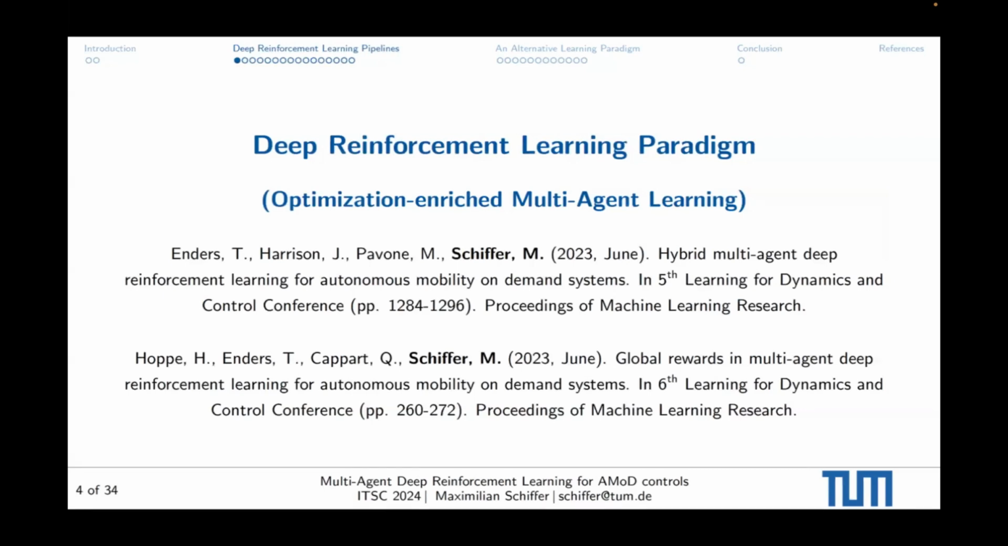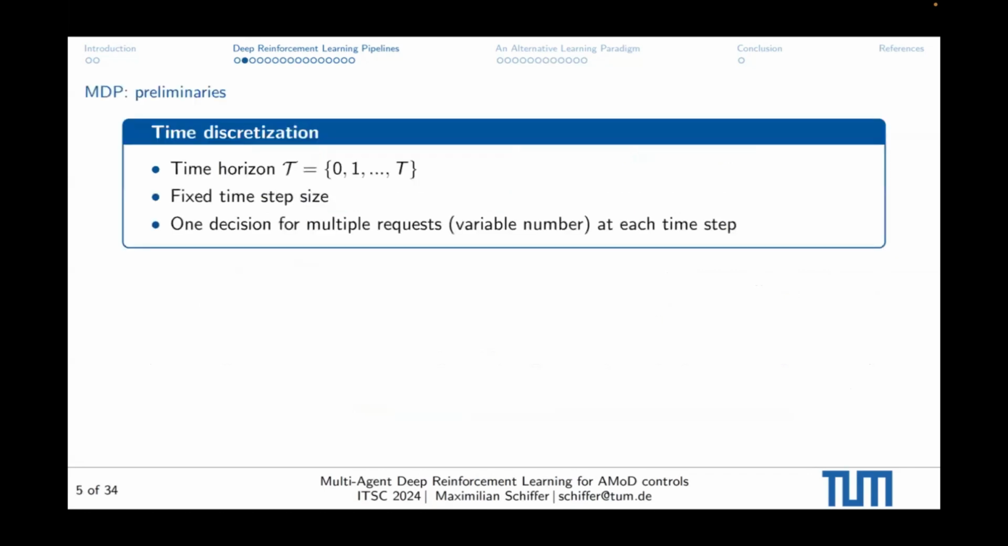So let's start with the deep reinforcement learning perspective, still with some optimization flavor, right? So I will go rather quickly. If you want to read on the details, there are two papers, both published in L4DC this year and last year, which you can read up on if you want to get the details on the learning architecture and so on and so on. So basically, I formalize this dispatching problem as an MDP, right?